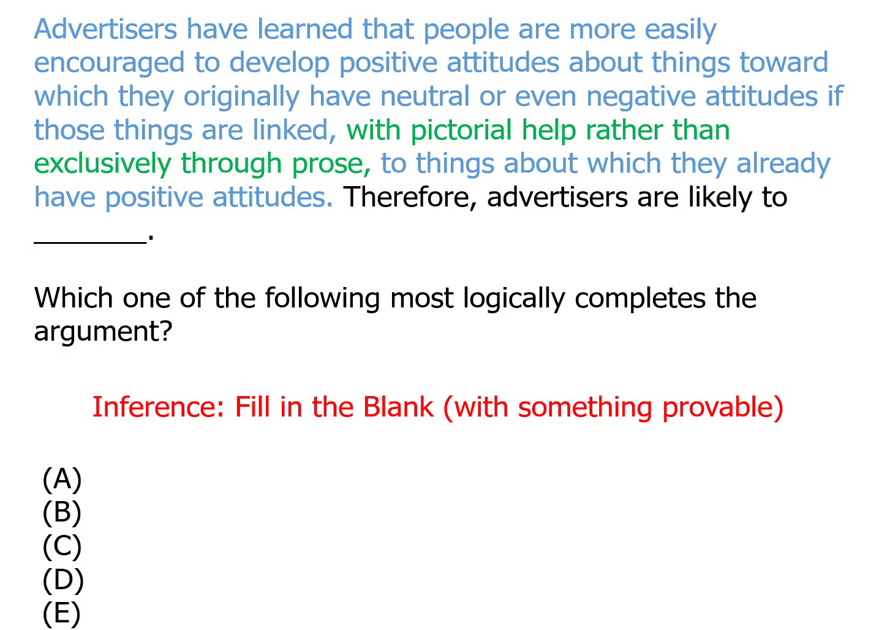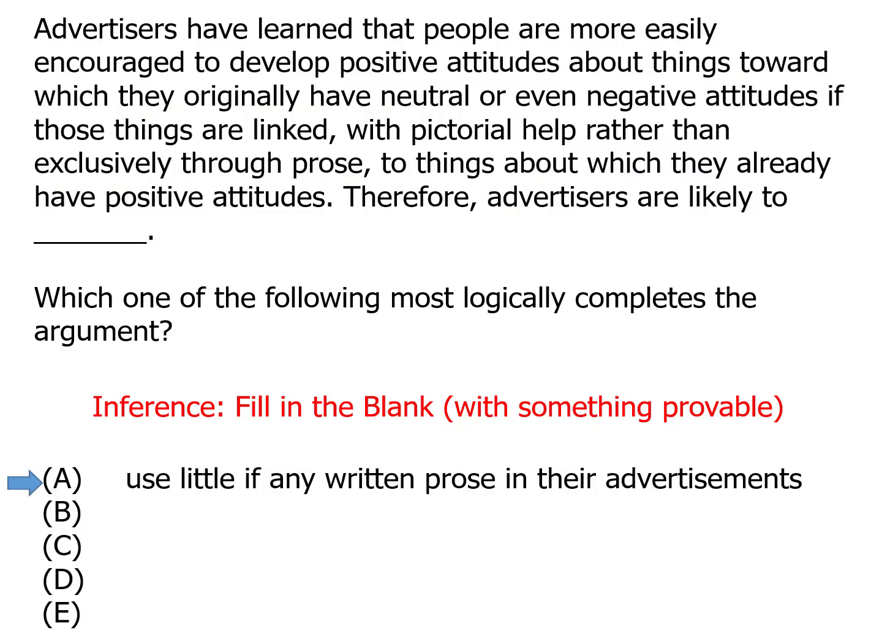Now the inference that we're being asked to draw is specifically about what the advertisers are likely to do. Clearly, if the advertisers know that this is a good way to get people to like their product, obviously that's what they're going to do. They're going to put it into play. So we're going to be looking for an answer choice that describes putting this process into play. So let's go to the answers.